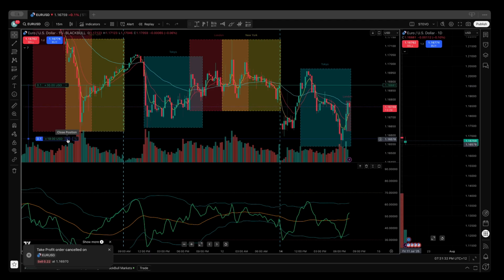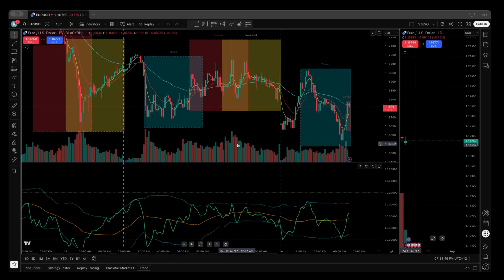That one's closed. We'll close the second one. Boom. So, in 31 minutes, I've made close to $40 US on a $2,000 account. That's pushing up towards 2% profit.